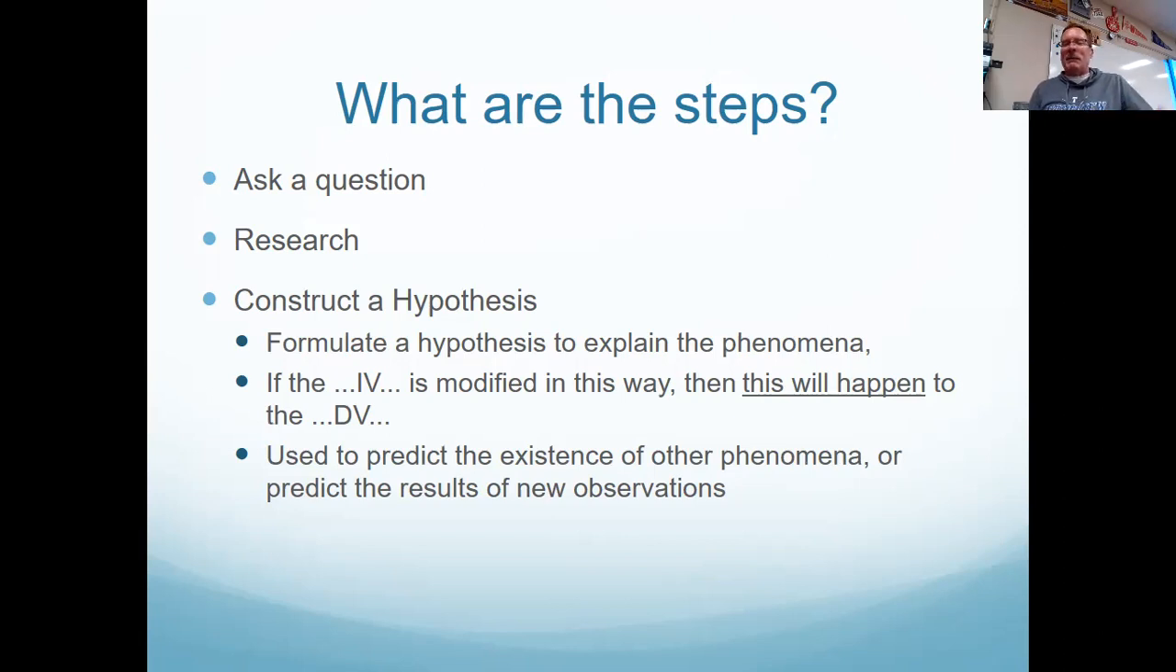If the independent variable is modified in this way, so whatever treatment you're doing for the experiment, then this will happen to the dependent variable. And I think it would be very enlightening, very beneficial for all students to think that in a hypothesis, the if is related to the independent variable, and the this or the then is the dependent variable, used to predict the existence of other phenomena or predict the results of new observations.